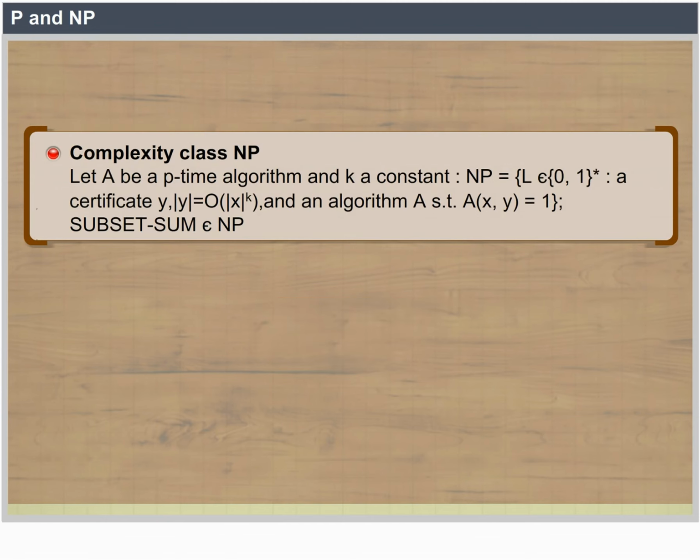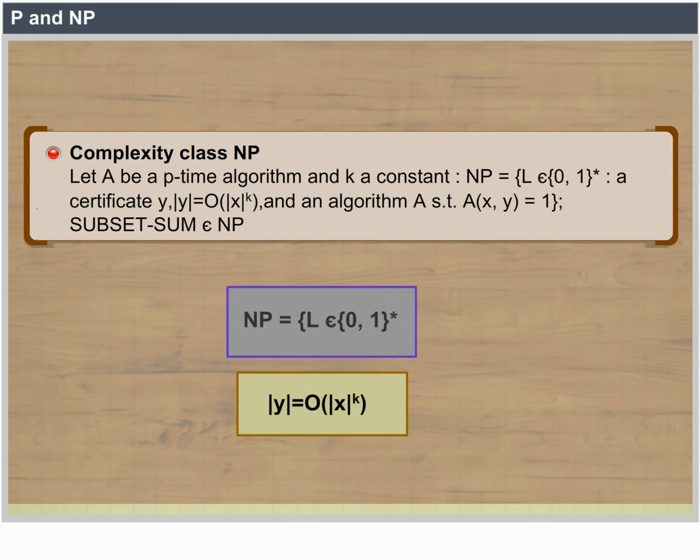Complexity class NP. Let A be a P-time algorithm and k a constant. NP contains L, which belongs to {0,1}*, such that there exists a certificate y, where |y| = O(|x|^k), and an algorithm A such that A(x, y) = 1. Subset sum belongs to NP.